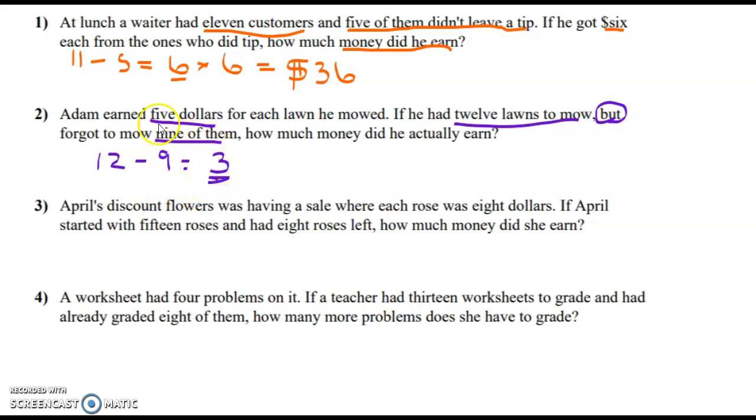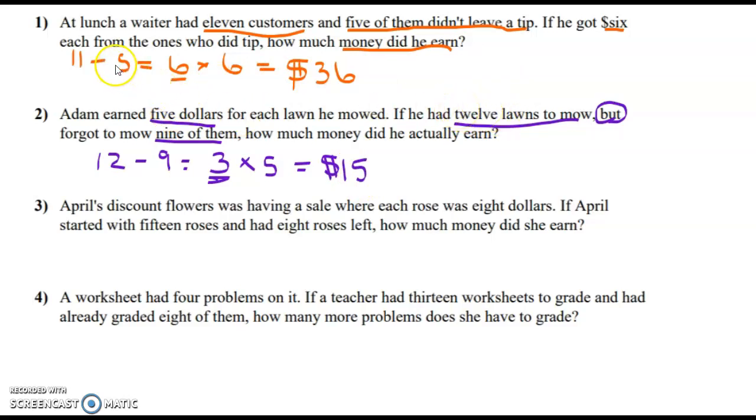For those 3 lawns, it says up here he got $5. 3 times 5. So it looks like 3 times 5. He was able to make $15. Yikes. 12 times 5 up here is 60. If he would have done all of his work, he could have made $60.